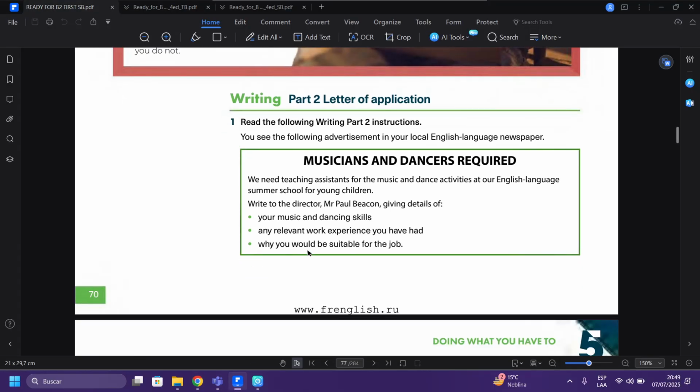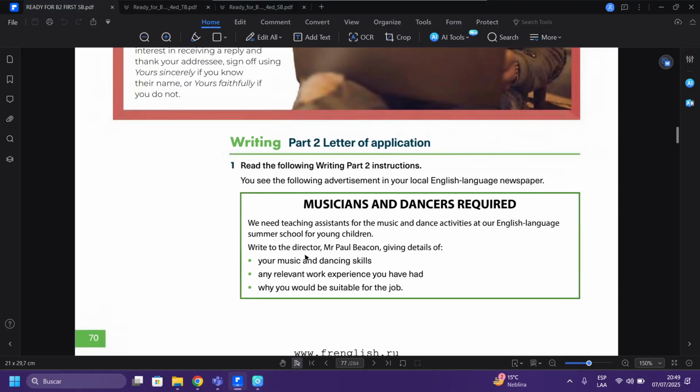So in this moment, what you have to do is write your letter of application according to this instruction. We need teaching assistance for the music and dance activities at our English language summer school for young children. Write to the director, Mr. Paul Bacon, giving details of your music and dancing skills, any relevant work experience that you have had, and why you would be suitable for the job. Okay, you have to write about all these 3 items or bullet points. Is there any question on how to go about it?